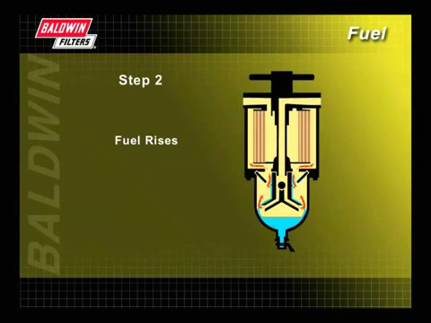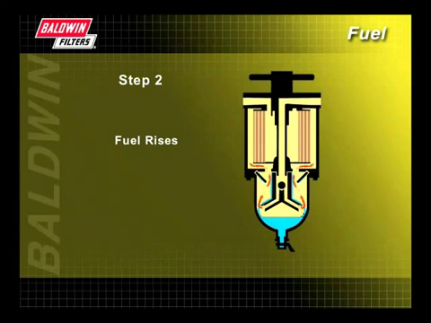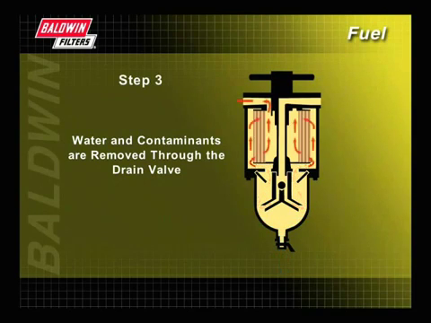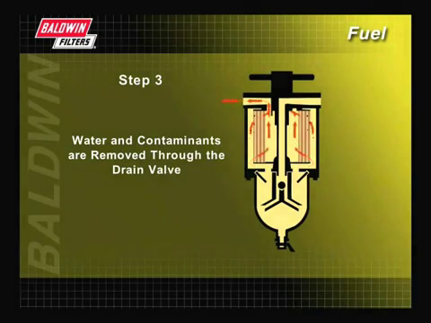The fuel then rises, coalescing water droplets on the cone and baffles. These droplets are heavier than the fuel itself and fall to the bottom of the bowl. The water and contaminants can then be removed through the drain valve. The fuel then flows through a filter, where additional smaller contaminants are removed.